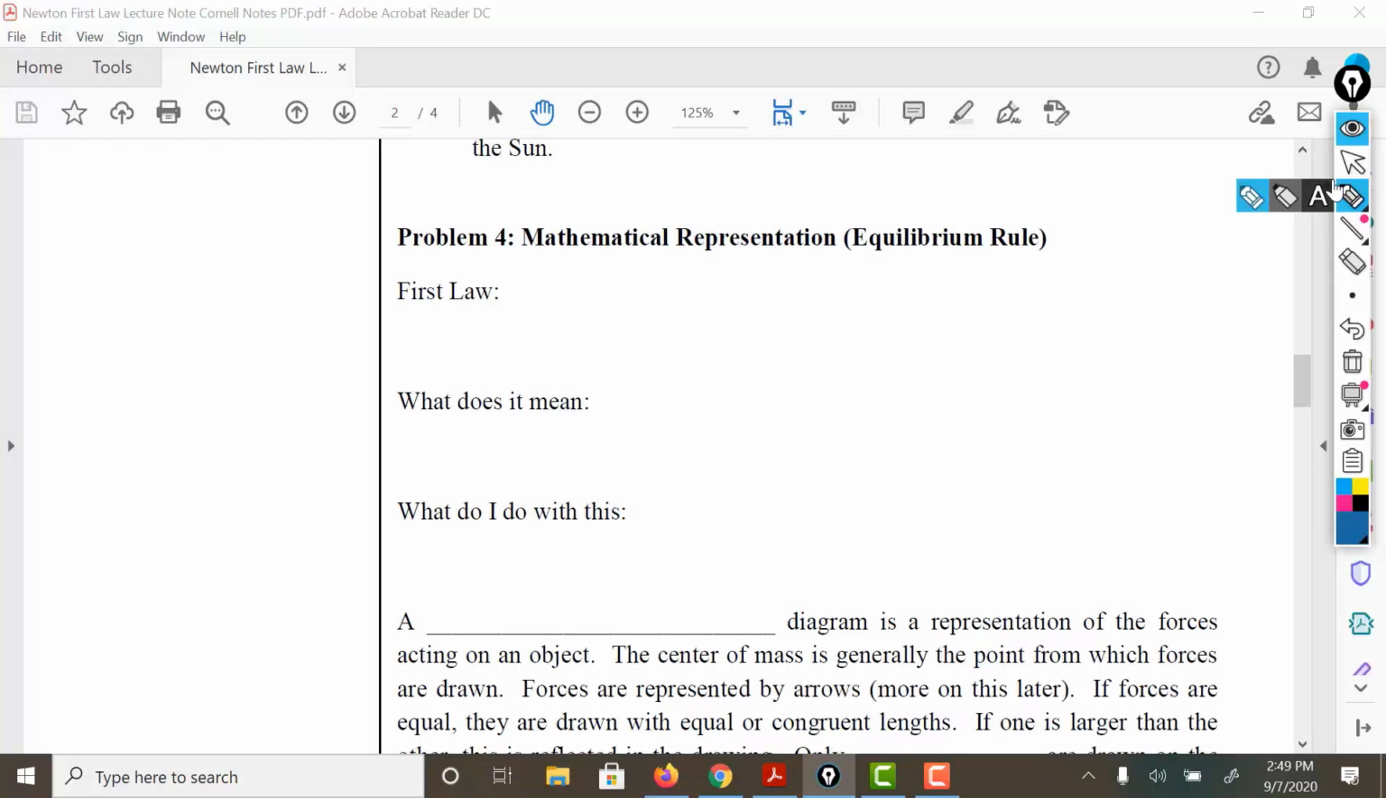Problem 4. Let's talk about the first law. First of all, I want to mention this is a rule. This is not a formula. It's not something you're going to just plug numbers in. You have to create the problem each time. It'll get more complicated. We're going to train you early on, but things will progress and become very much more complicated. First law is this.